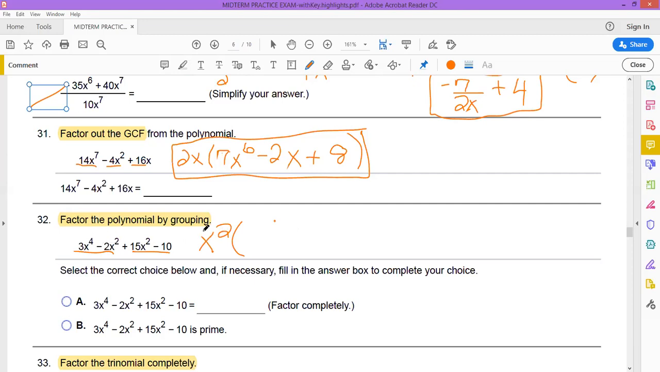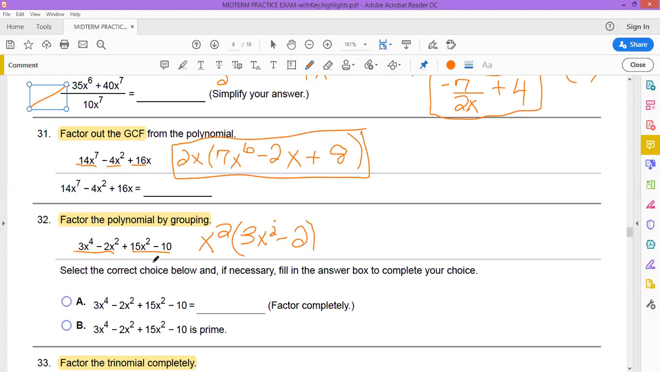So when I factor x squared from 3x to the fourth, I ask myself, hey, what do I multiply x squared by to get 3x to the fourth? And it's 3x squared, minus, what do I multiply x squared by to get 2x squared? It will just be 2. So I factored out x squared. I got 3x squared minus 2 in parentheses.